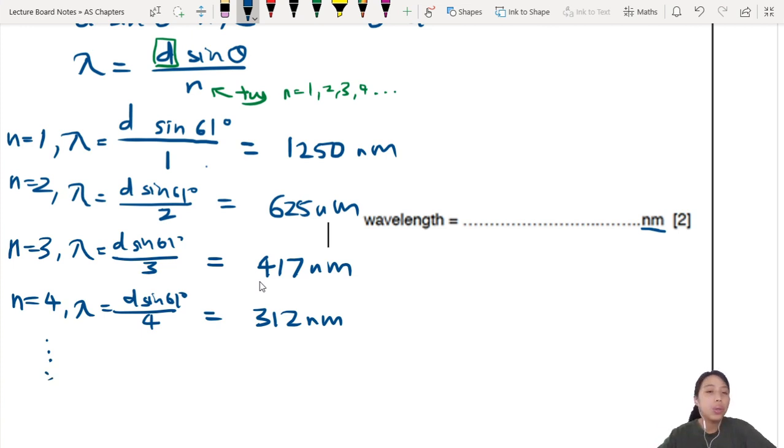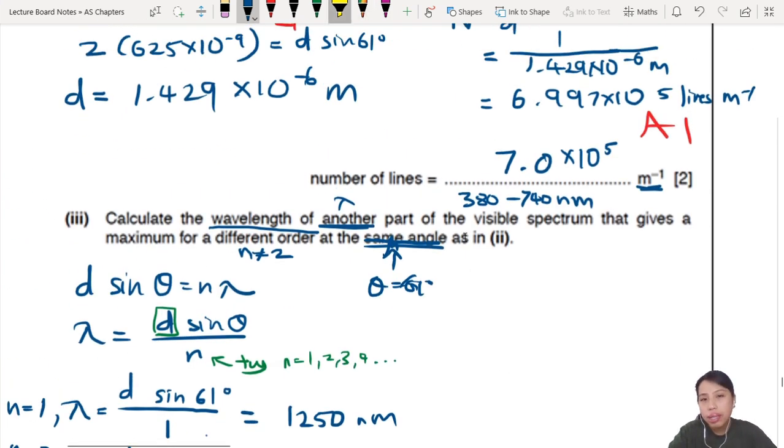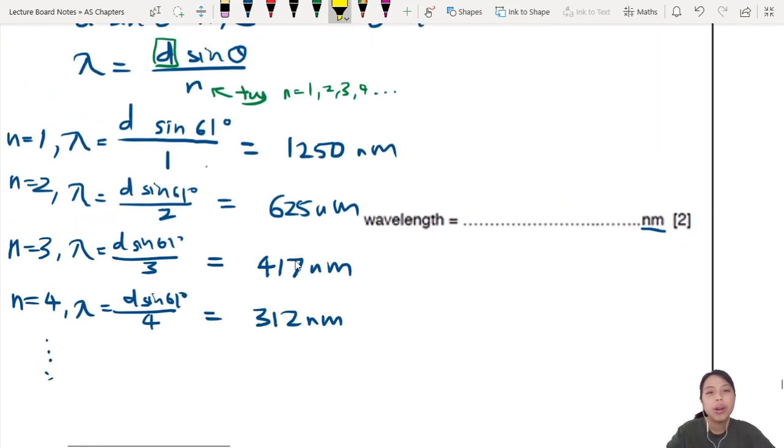You can keep going, but how do you know when to stop? You can have so many orders, but you only want the light in your visible spectrum. Visible spectrum is 380 to 740 only. So if you look at your range, oh my, this is out of range, so cannot be that one. 625 is the old one, your old order, n equals 2. So we don't want that. Cannot be.